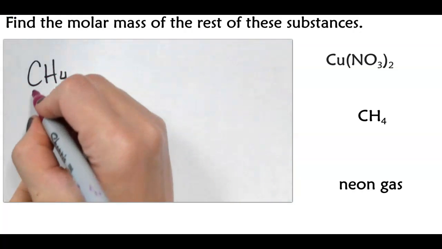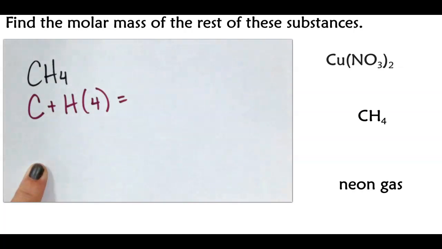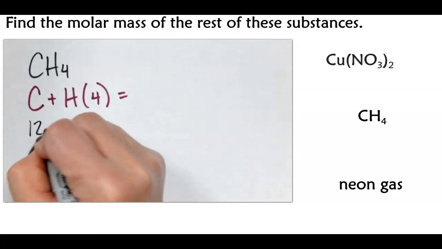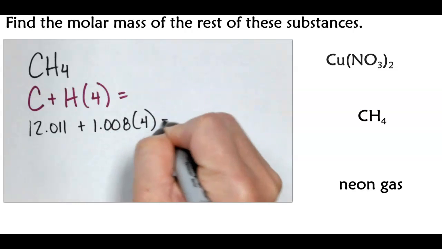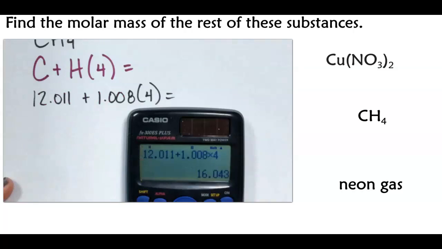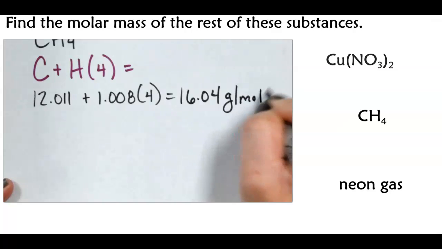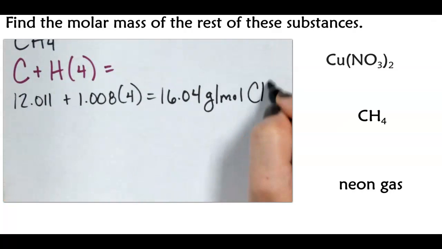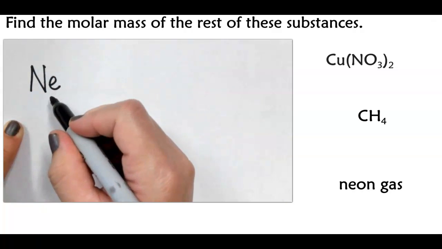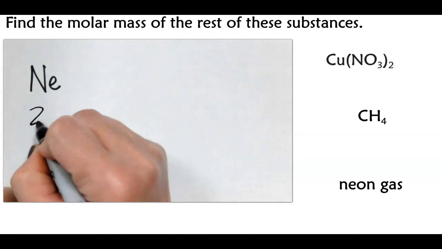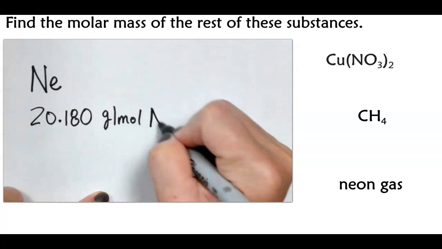To add up the molar mass of CH4, we'll take carbon plus hydrogen times 4 equals, so it'll be 12.011 plus 1.008 times 4. In the calculator we get 16.04. The unit is grams per mole, and this is of CH4. Neon gas, which is just neon. It is not a diatomic, so it does not get a 2. So I just go to the periodic table and look up the mass of neon, which is 20.180, and then that's grams per mole of neon.